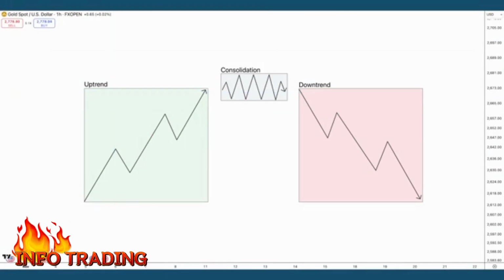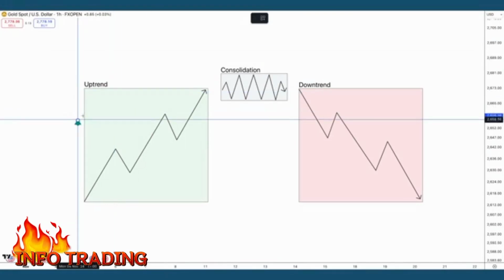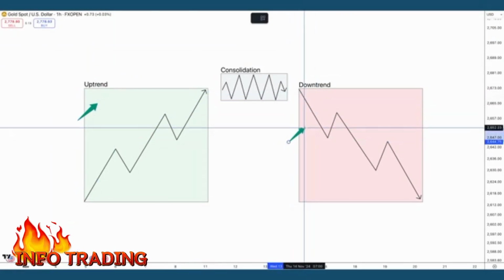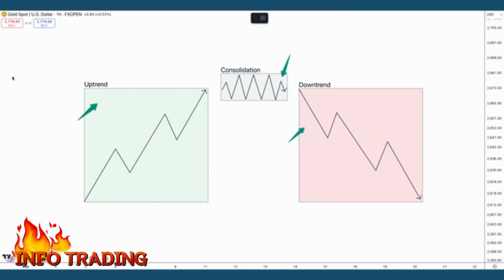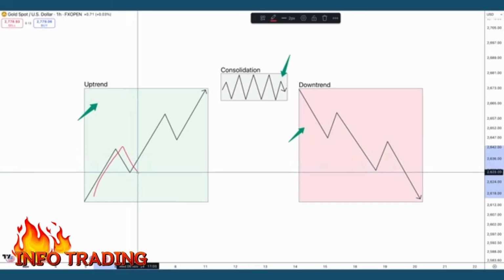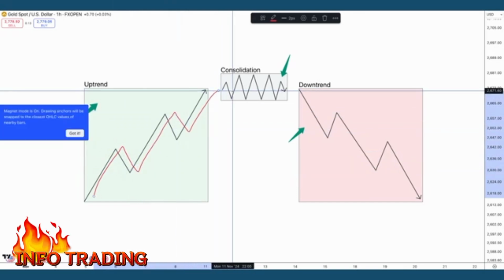Theory suggests that markets move in three phases. We have uptrends, we have downtrends, and we have consolidation. Now, an uptrend is simply a phase where a market is continually moving to the upside. And through an uptrend, we only want to buy a market.